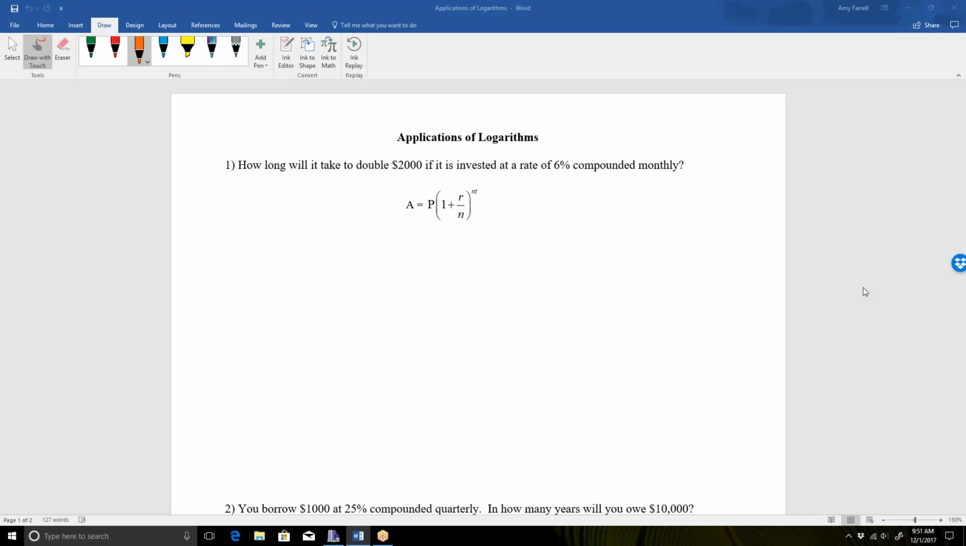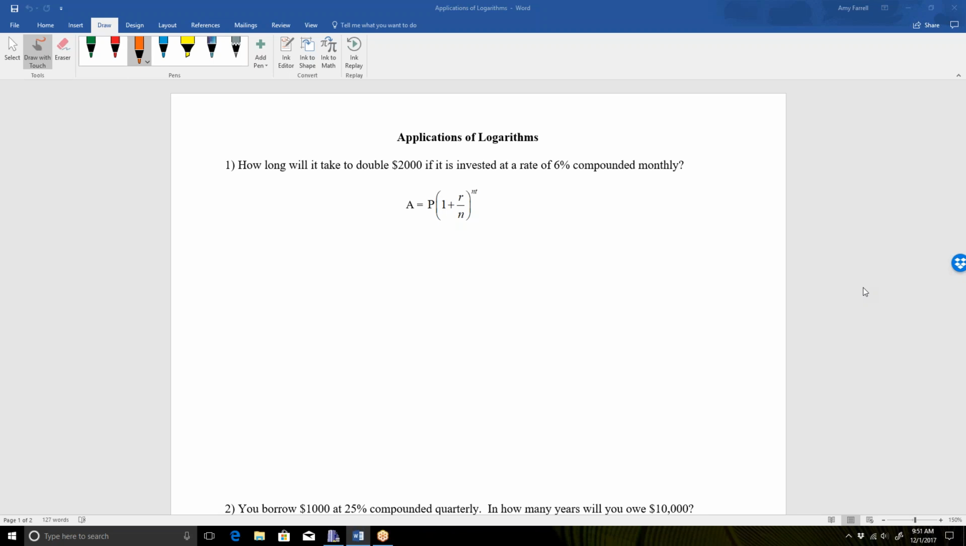We're going to look at some applications of logarithms in this video. So we're going to look at some word problems, and to answer each of these questions, we're going to need to use a logarithm. So let's look at the first one here. It says, how long will it take to double $2,000 if it is invested at a rate of 6% compounded monthly?